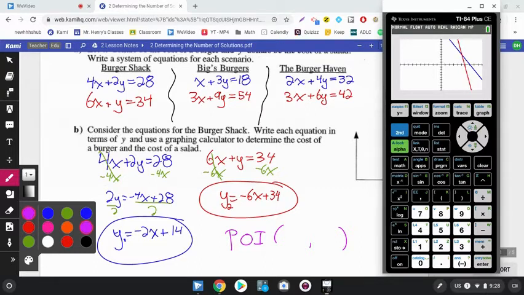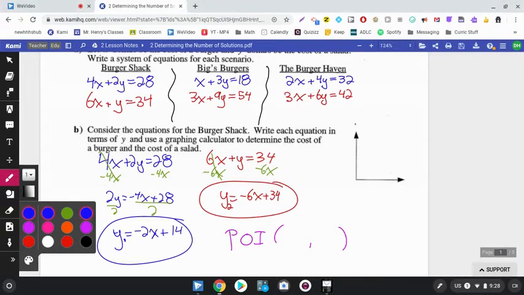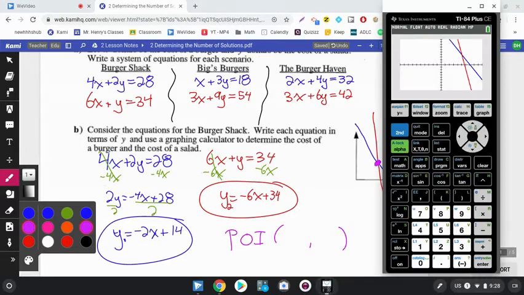Fantastic. So the blue one kind of comes down like this. The red one is just a little bit steeper. And there is that point of intersection. I've got two different lines. They come together and they cross. And what I know from yesterday is that point of intersection is my solution. So I'm going to go second calc to find it.